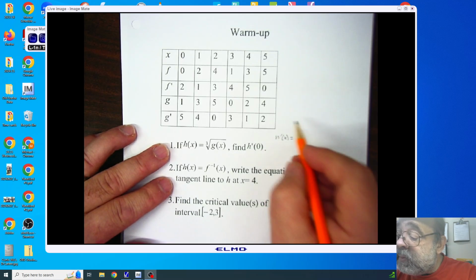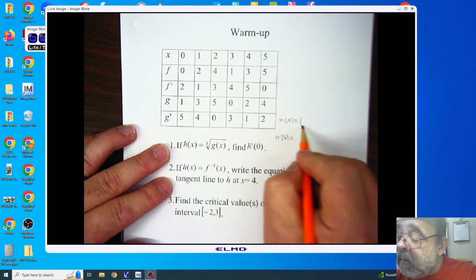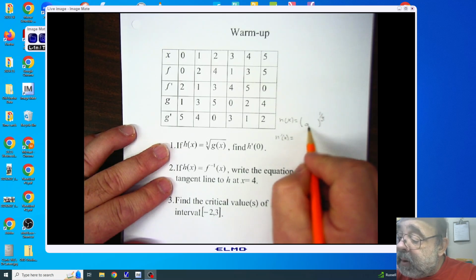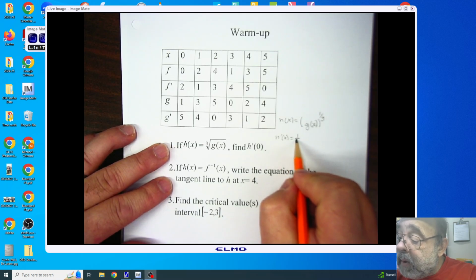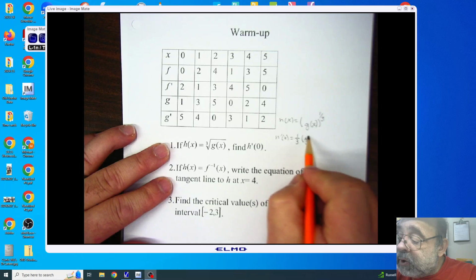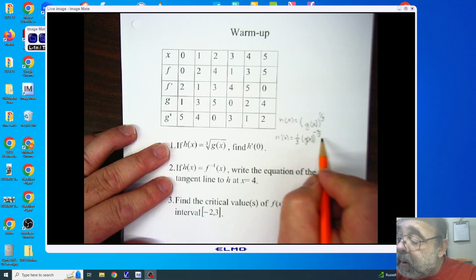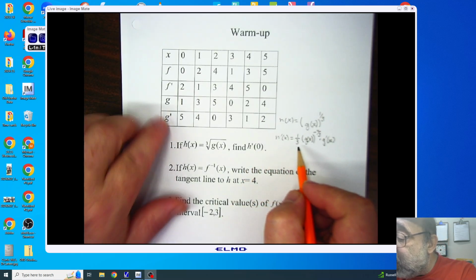Now, in order to do this, we need to first change our h of x into a rational exponent. So we're going to have to change it into 1/3, so g of x to the 1/3 power. This will give us 1/3 g of x to the -2/3 power times g prime of x. We can now plug in the 0 and find what is g of 0.